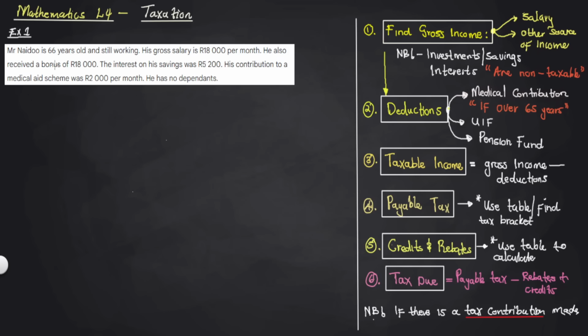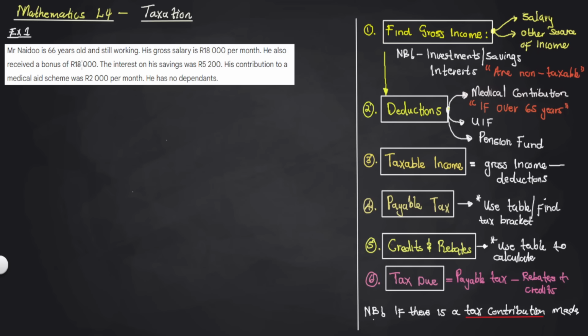So Mr. Naidu is 66 years old and still working. If this person is 66 and making medical contributions, he is over 65, so it means that the medical contributions will be considered. But don't worry, we're going to get there.